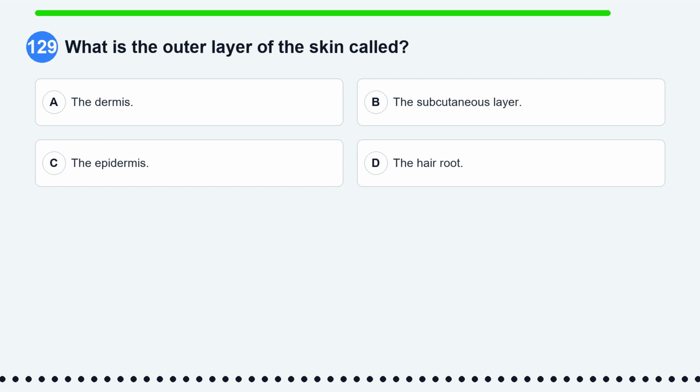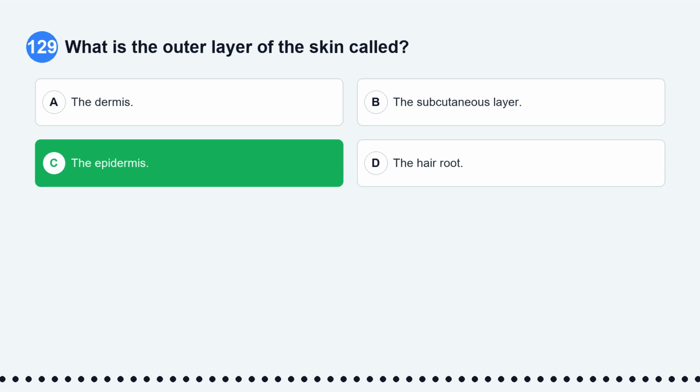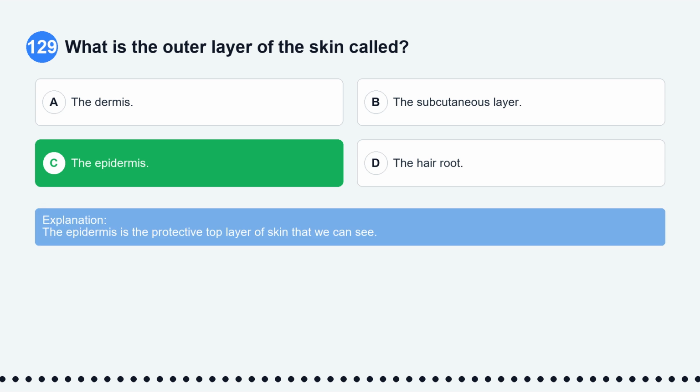Question 129. What is the outer layer of the skin called? Option A. The dermis. Option B. The subcutaneous layer. Option C. The epidermis. Option D. The hair root. The correct answer is option C. The epidermis. The epidermis is the protective top layer of skin that we can see.